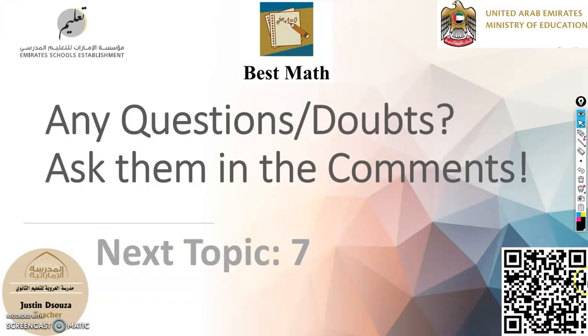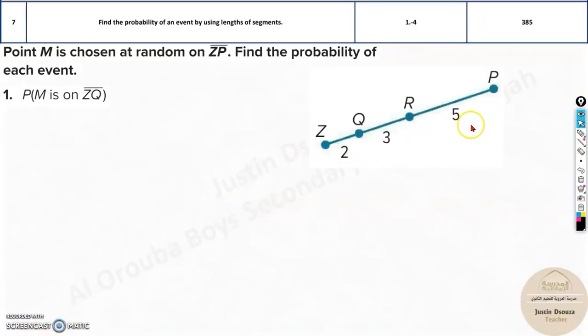The 7th topic is on the geometric probability. It is with line segments or different situations. Over here, we are dealing with line segments only in geometric probability. Now, they have told point M is chosen at random on this line Z and P. These are the 2 points. Find the probability of each event.